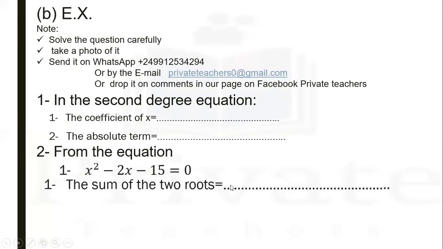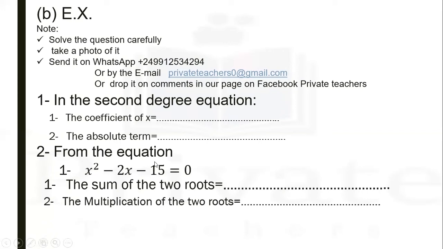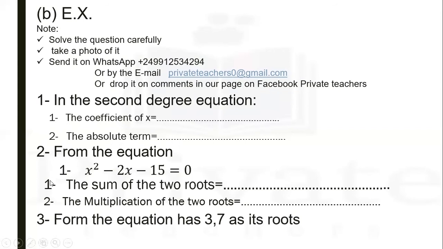The sum of the two roots, as I told you, b here is always the negative of the sum. So when the question is finding the sum of the two roots, that means take b, change its sign. The multiplication of the two roots, we take the absolute term directly. Good. Question number 3. Form the equation that has 3, 7 as its roots. So we find b, we find c, and then we put them in one.